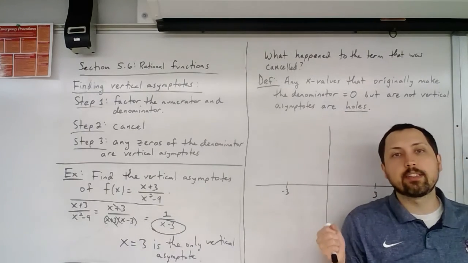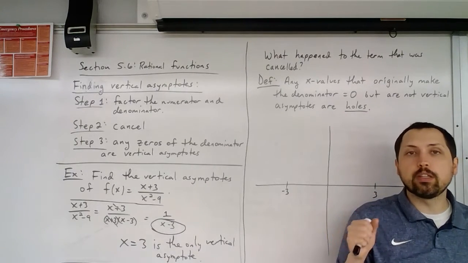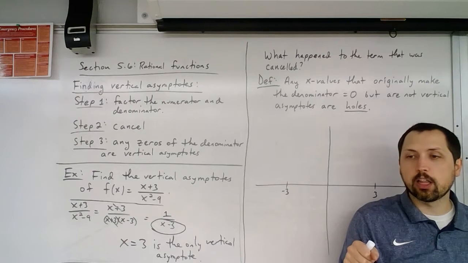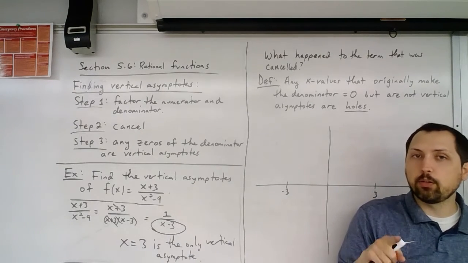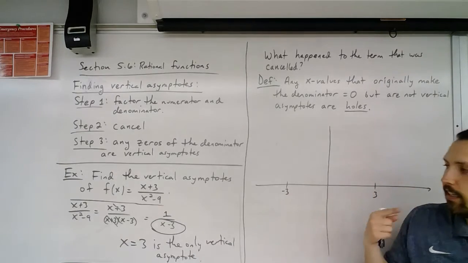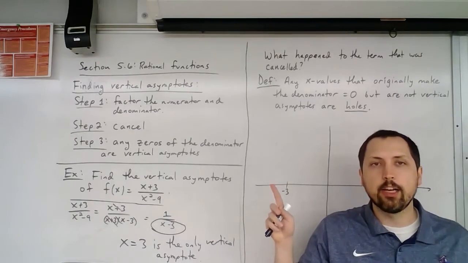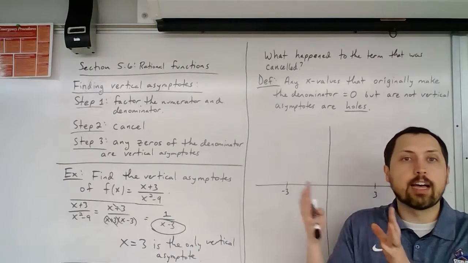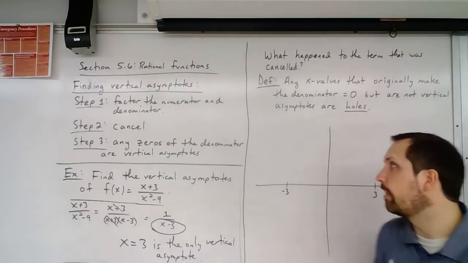So if you were to graph this onto your graphing calculator, you could see what this function looks like. And then if you look at it, you're not going to notice a hole. But if you go to the table and you go find in the table x equals negative 3, you're going to see either an error or does not exist or something like that.